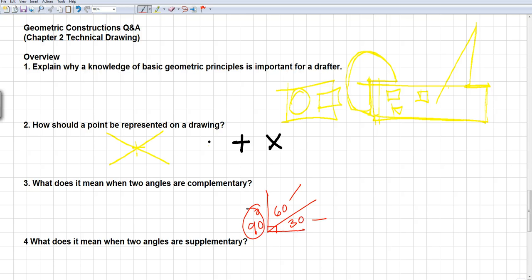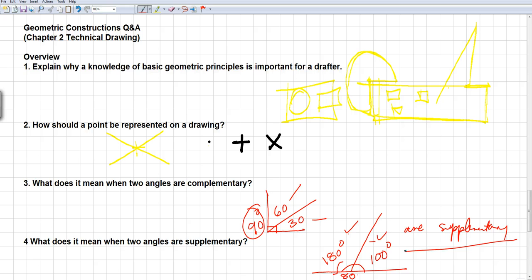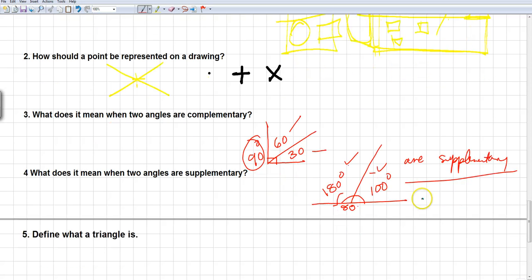Now when we go to the next one, what does it mean when two angles are supplementary to each other? Supplementary means they have a total angle of 180 degrees, right? So if this is 100 degrees, then how much is that going to be? That's going to be 80 degrees. And then I could say that these two angles are supplementary to each other.